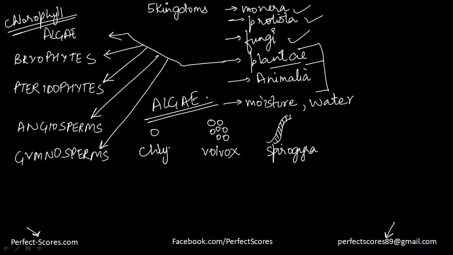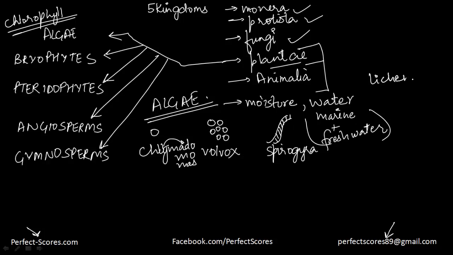This is Chlamydomonas. The spellings are a little shaky over here. So these are the 3 rough shapes or forms in which you can find algae, and they can be found in both marine and freshwater habitats. And they can even coexist with other organisms. For example, lichens, which is a fungus, can also coexist with some animals, for example, the sloth bear.